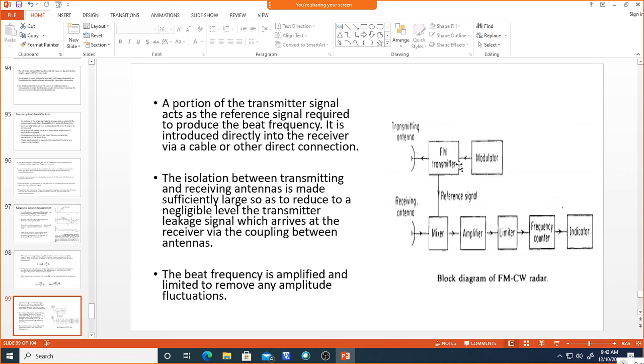So a portion of the transmitted signal acts as a reference signal here, which is required to produce the beat frequency, because it is with respect to this reference signal that the beat frequency is produced. This is introduced directly to the receiver, via cable or other direct connection. You can use any piece of transmission line or cable to connect directly from the transmitter to the receiver.